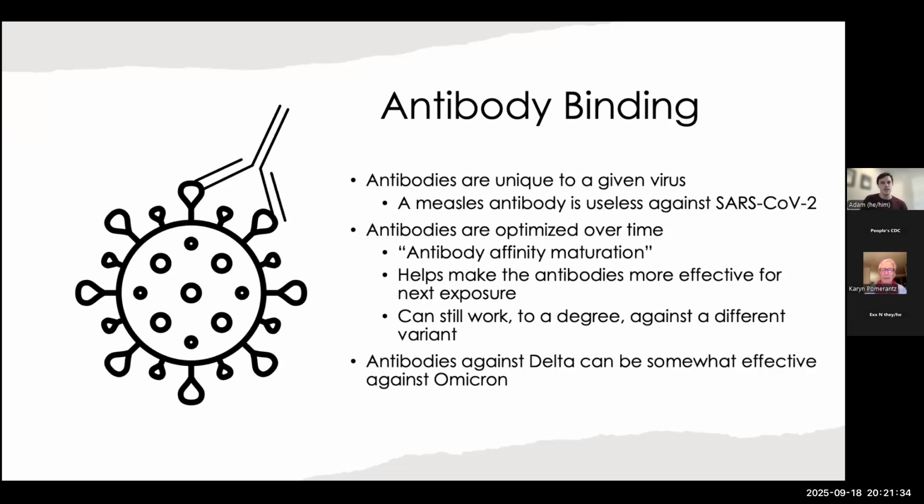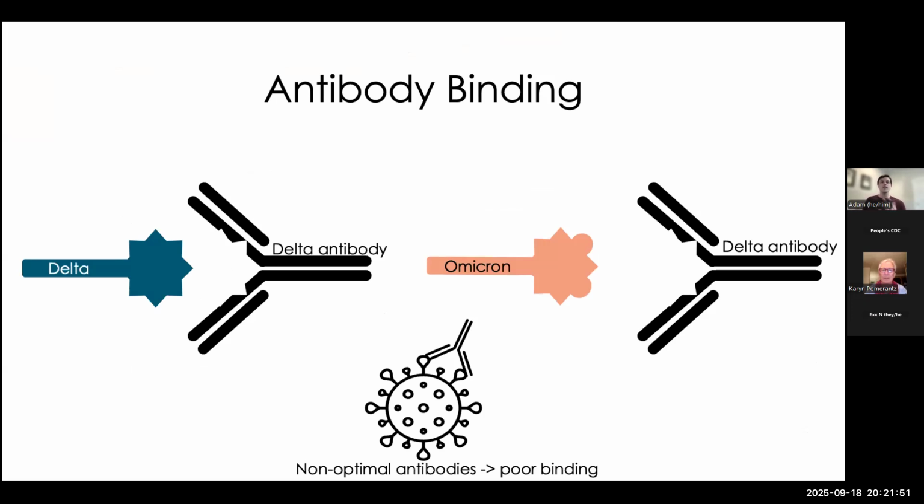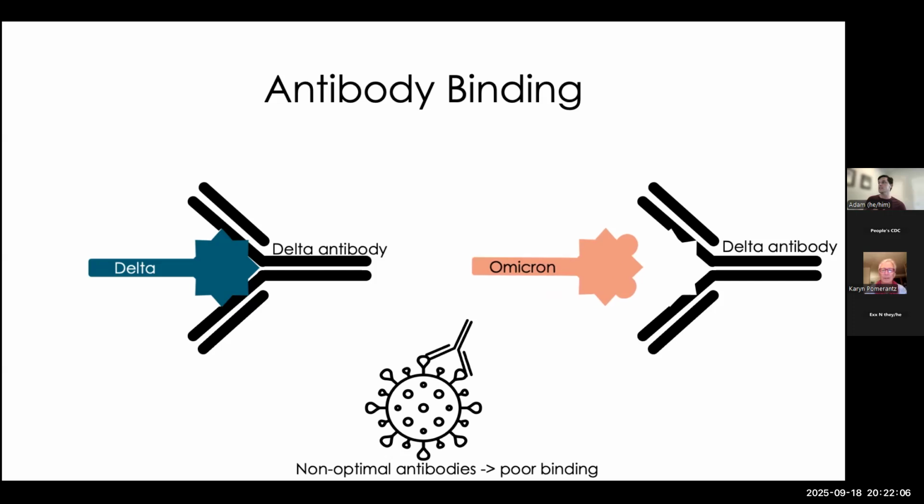So antibodies against Delta can still be somewhat effective against Omicron, but there are some important concerns when it comes to an antibody against a variant like Delta working against a variant like Omicron. And again, these are just general examples. So for this visualization with antibody binding, we have a Delta spike protein and it's coming into contact with an antibody made for Delta. That's a pretty solid fit. But now we have an Omicron spike protein coming into contact with a Delta antibody. And that fit isn't quite as good. That binding isn't as strong as the Delta antibody and Delta spike protein.